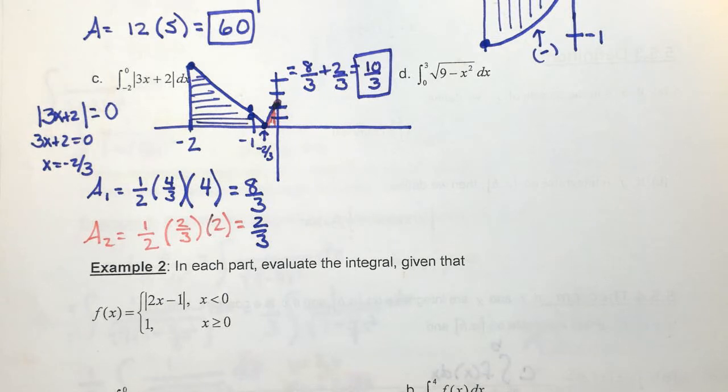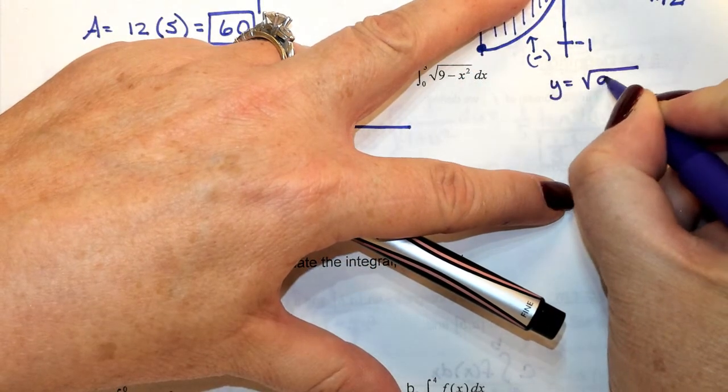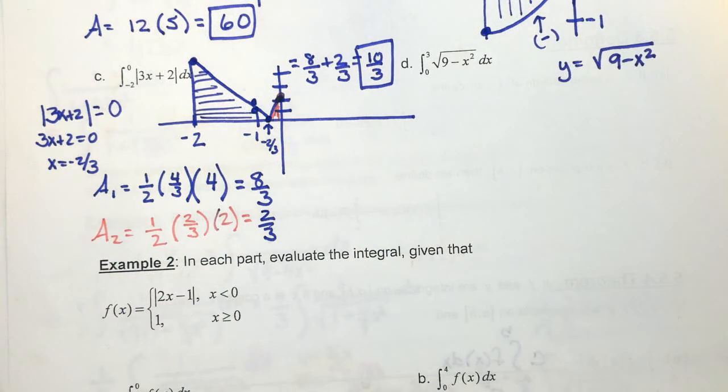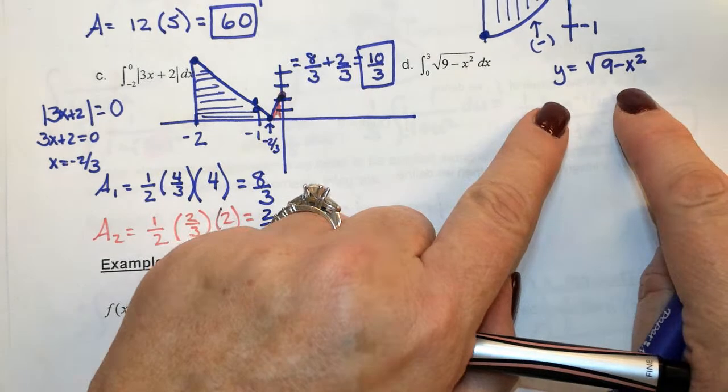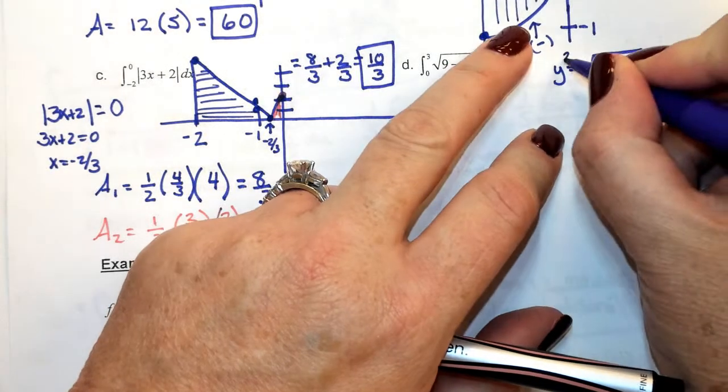Well, now let's take a look at D. So for D, the square root of 9 minus x squared, when I go to sketch this graph, it's not a shape I'm quite familiar with. So what I want to do, let's see if I can get rid of the square root and possibly identify what shape this is going to be. What can I do to both sides of this equation to get rid of the radical? I can do what? Square it.